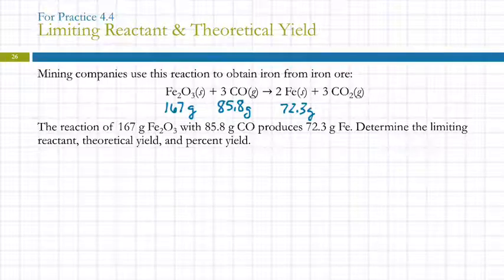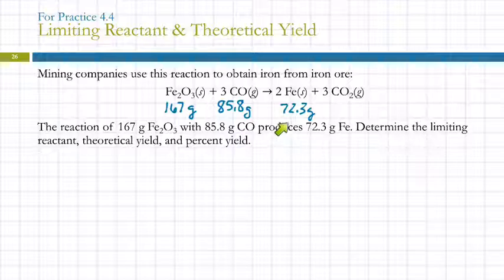Okay, well that's different. Determine the limiting reactant. How do we determine the limiting reactant? We have to calculate the theoretical yield, right? We have to see which one gives us a smaller amount of product. Well, they also want the theoretical yield, and they want the percent yield. If we calculate the theoretical yield, that will give us the limiting reactant. Here we've got two products. Which one are we interested in? The iron. This sentence told us, mining companies use this reaction to obtain iron from iron ore. This is the thing of interest.